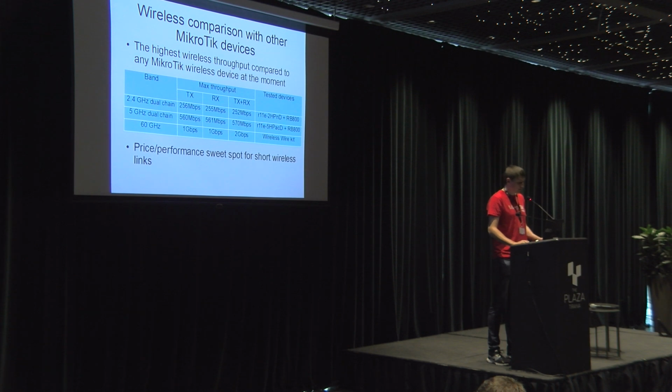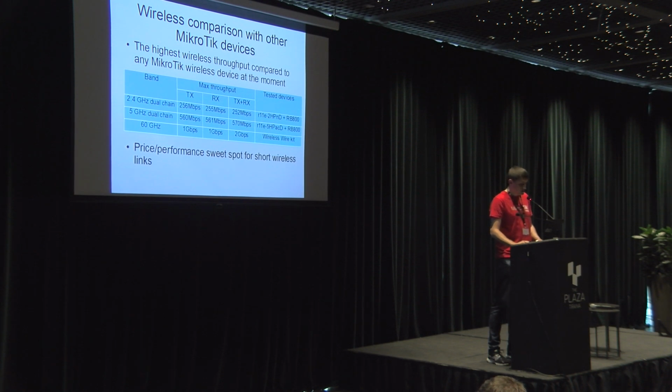And we also compared the speed to a 5 GHz dual chain card. We were able separately to get transmit speed 500 megabytes per second and receive 561 megabytes per second. And the total throughput is approximately 570 megabytes per second. And it was achieved with R11e-5HPacD card, which was installed in RB800.